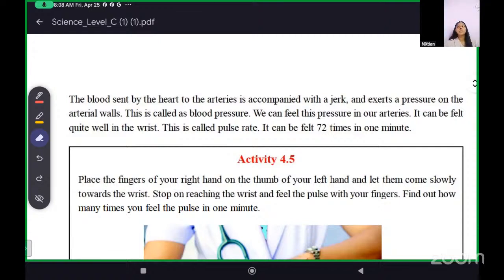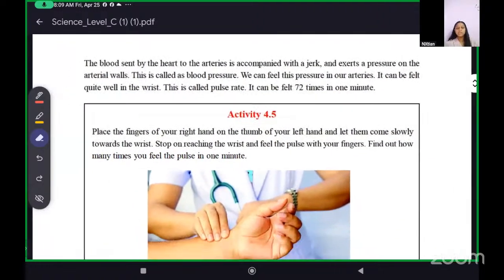Or sometimes it may happen that the pressure it is exerting might be very less. It has to be at a normal range. If it is very less, then also people might say that BP is low, blood pressure is less. Then you have pulse rate, the pressure in our arteries. It can be felt in the wrist, it can be felt in the neck. 72 times in 1 minute.